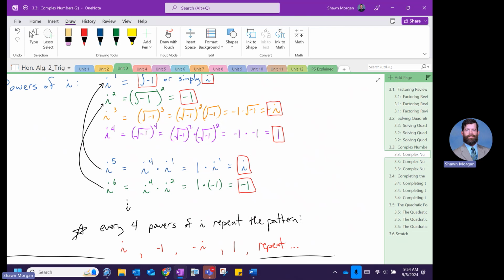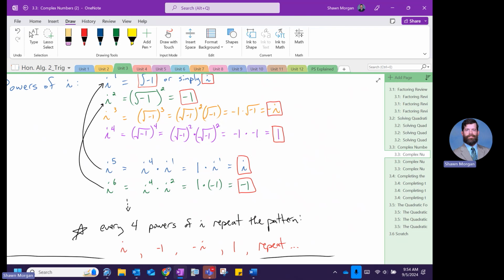Mitchell Gilmore, what do you think i to the 10th power would be? That'd be -1. Very good. And we just follow that pattern, right? We just go 1, 2, 3, 4, 5, 6, 7, 8, 9, 10. Bing. Now, what's the drawback on doing it that way? It's gonna take a while.